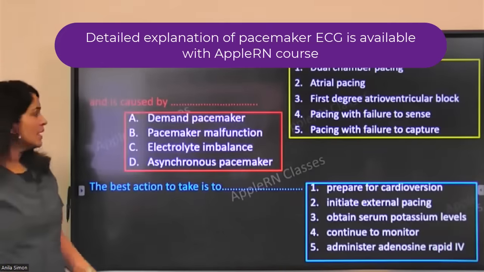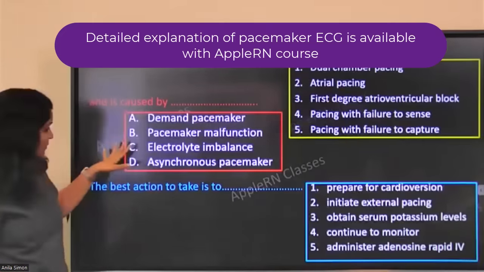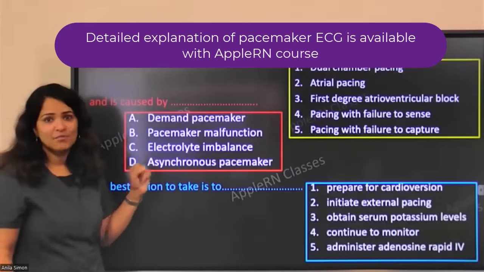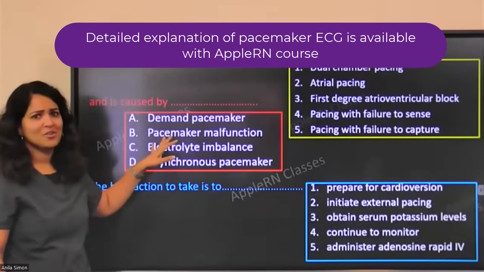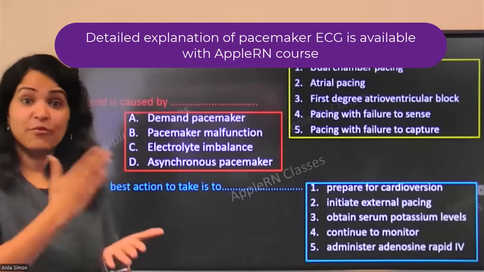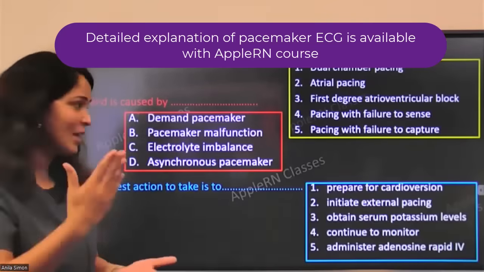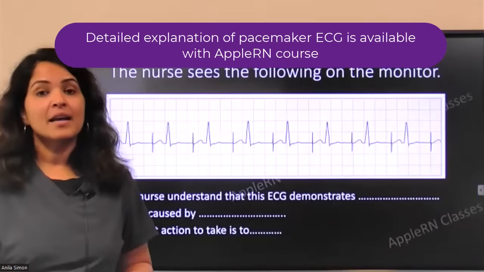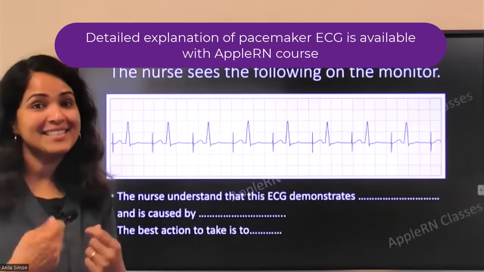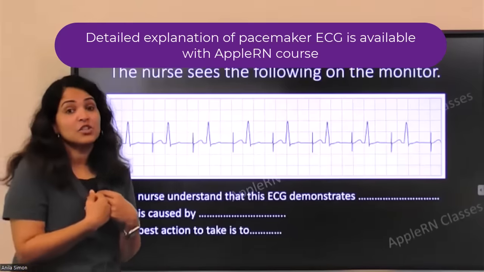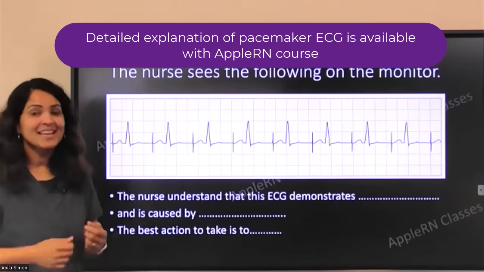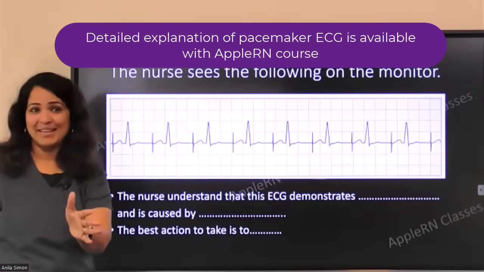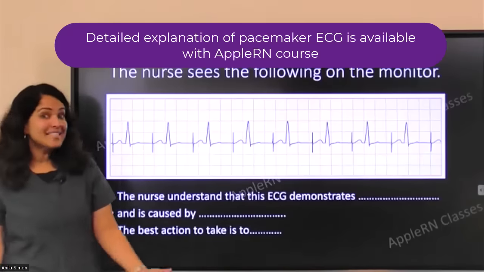So that's one thing. And it's caused by, is it demand pacemaker or is it pacemaker malfunction? Is it electrolyte imbalance? We know that's not the thing. It's not pacemaker malfunction. It's not electrolyte imbalance. It's asynchronous. It's fixed rate, right? It's like every time, like clockwork. It's not on demand. Demand pacemaker is when the pacemaker will wait for the patient to start and see if the patient's atrial node is saying something or doing something. If they're not doing it, that's when the pacemaker is going to start. But this is like clockwork. It's always pacing, right? So this is going to be the asynchronous one.